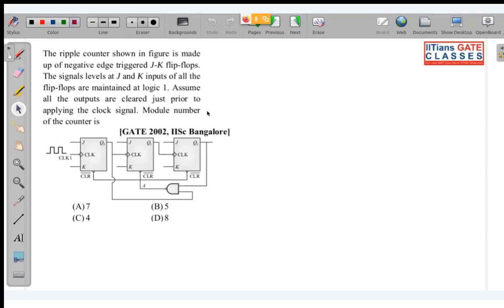So first tell me if this is what? Up counter or down counter? Very quickly. Up, down. Which one?